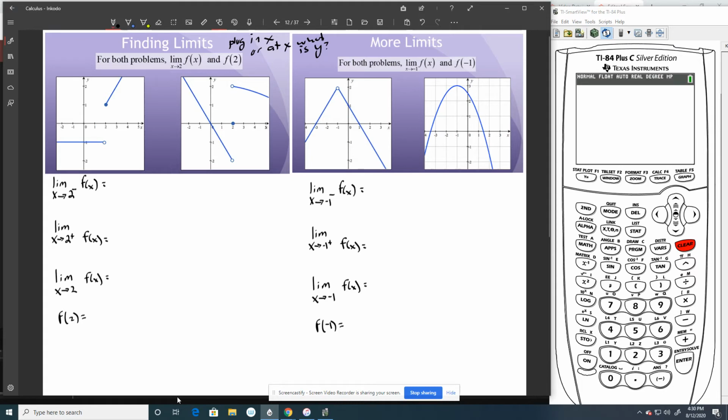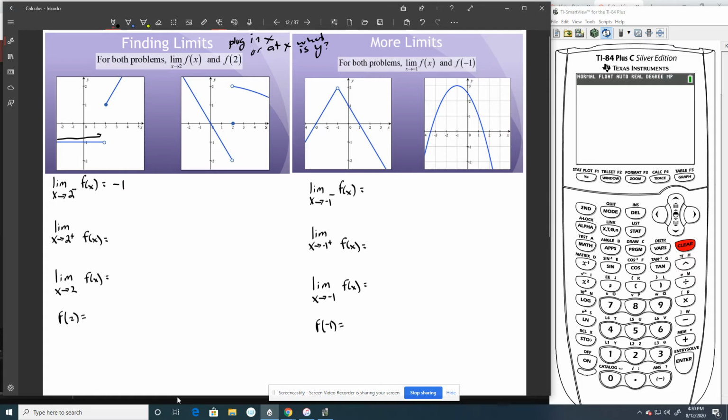Okay, so for this first one, as x approaches 2, now remember, I've got to approach it from the left and the right. So as I'm coming from the left, as I'm approaching 2, my y value is -1 all the way across. Now, once I hit 2, it changes, but I don't care about when I hit 2. I just want to know what happens as I get close to 2. So as I'm getting closer to 2, my y value is -1.